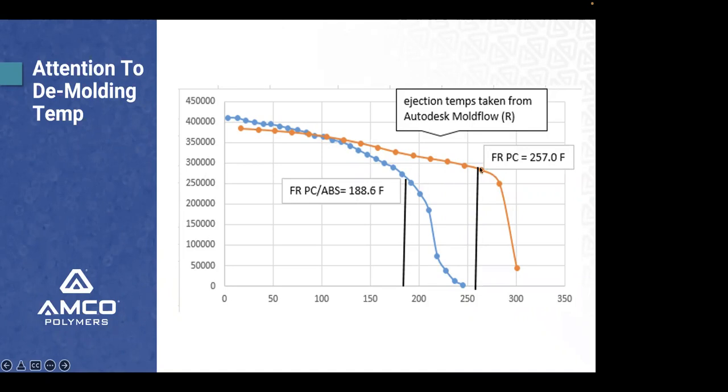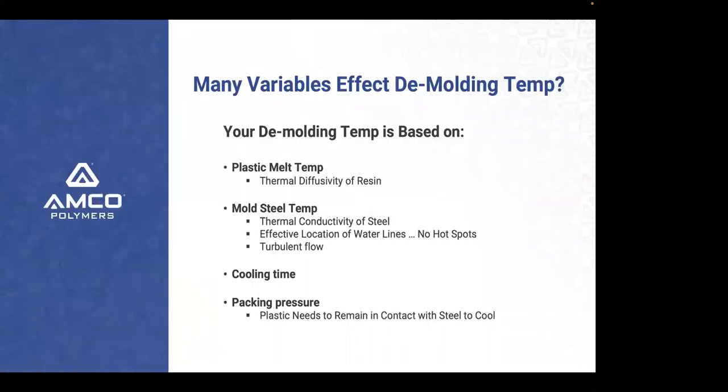So these both have different thermodiffusivities, but we need to know and understand that my ejection temperature for different resins is different. So once again, many variables affect your demolding temperature. Your demolding temperature is based on thermodiffusivity of the resin. ABS has a different thermodiffusivity than PC, which is different than polyvinyl chloride, PVC, polycarbonate, ABS. Mold steel, thermoconductivity of steel. Am I running P20, H17, stainless steel? How effective are my water lines? What's my pitch? What's my depth? Do I not have hot spots? And make sure that I have turbulent flow.